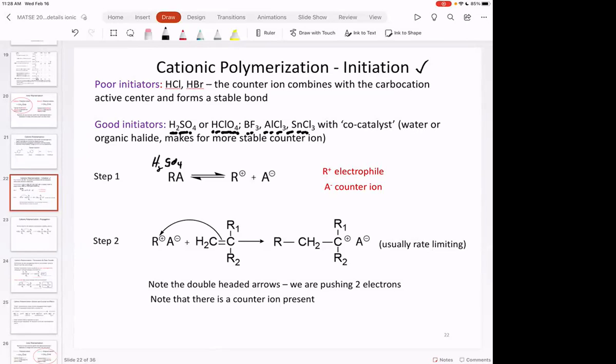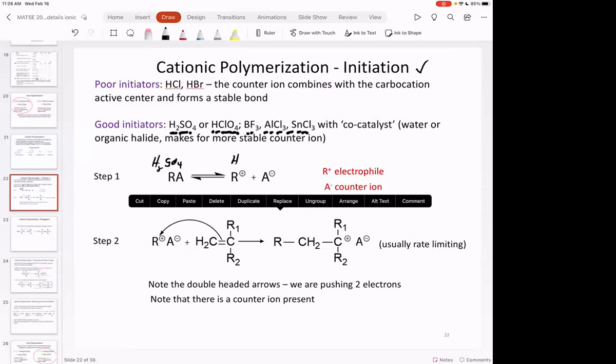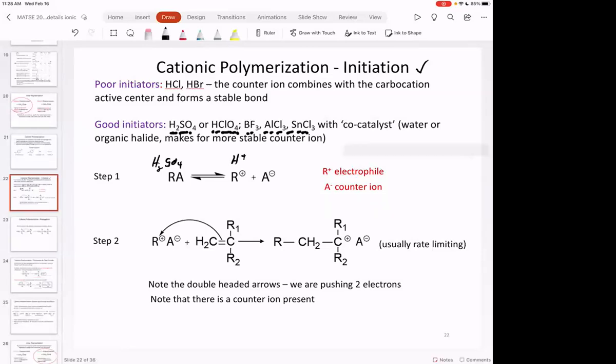What's the R plus? H plus, that's right. Sulfuric acid is a strong acid, which leaves us with what as A minus? HSO4 minus. Good. No two protons coming off, no 2 minus sulfates there. We're only going to pull one proton off because we want a +1 charge for our cationic initiator.